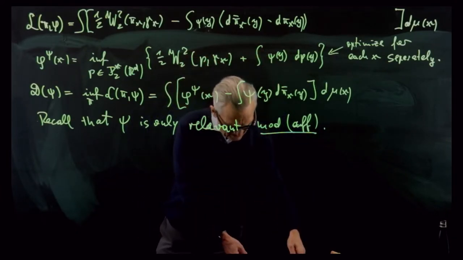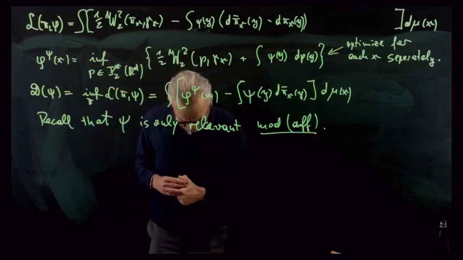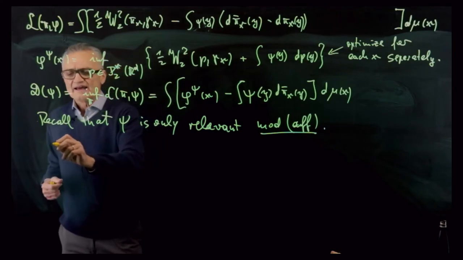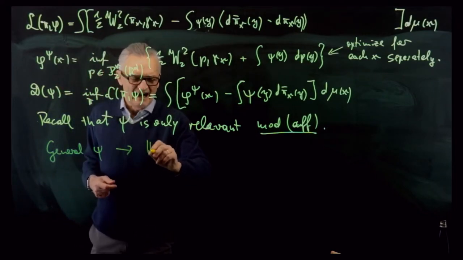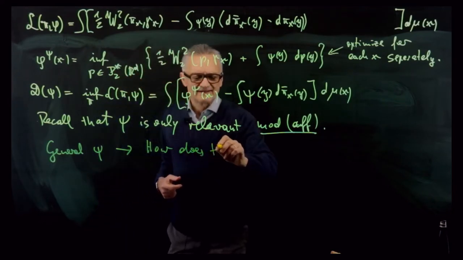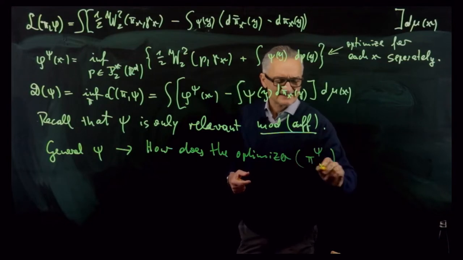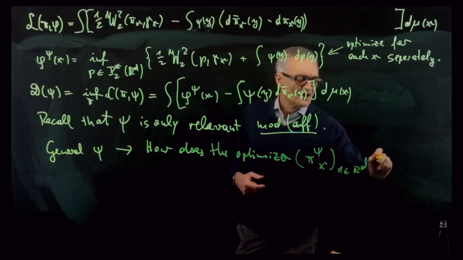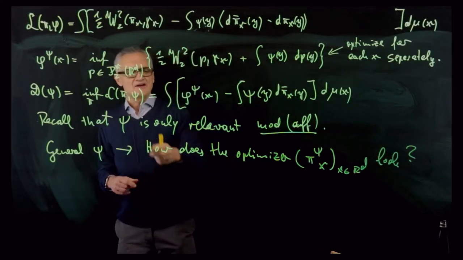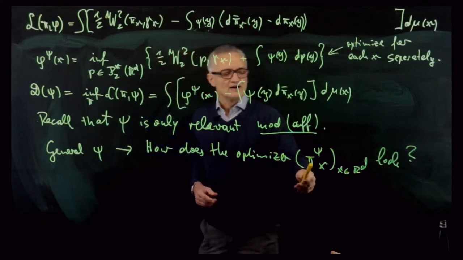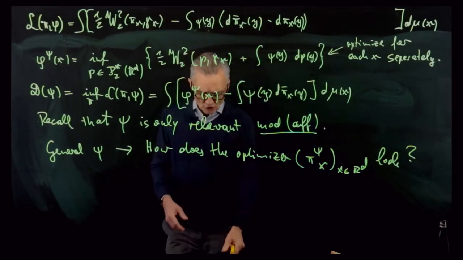And now, what is our strategy? Our strategy is we want to analyze this thing here and find the dual optimizer. And our strategy is, okay, given a general psi, how does the optimizer, and I call this pi psi x, x in R^d, look like? Because after all, this here is an argmin, and we want to find the optimizers, which I denote by pi psi with an x below here. And yeah, this we have to do.